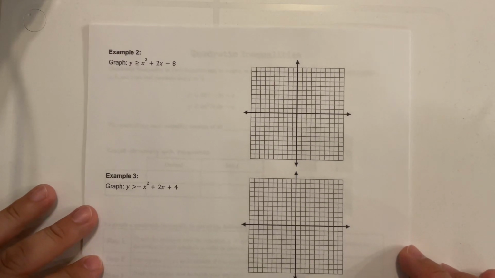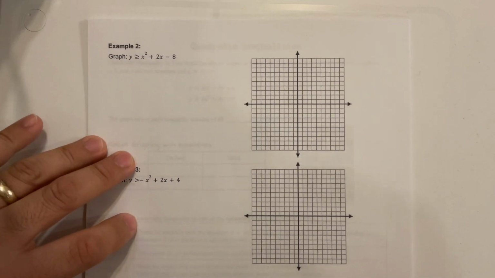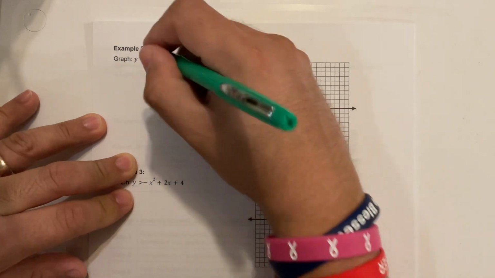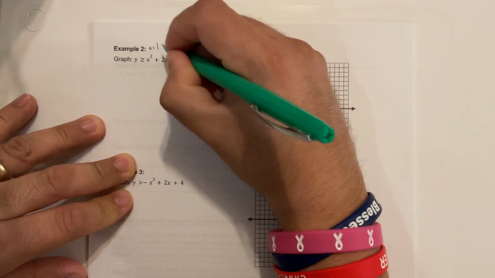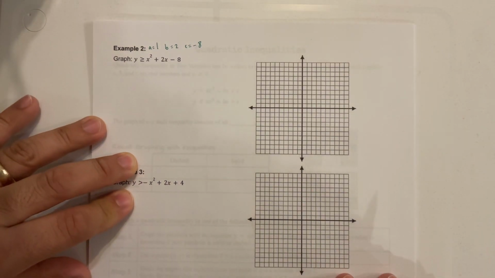All right, on to the next one. All right, for example 2, we're going to do the exact same thing. First, we're going to start with finding the axis of symmetry for this. So again, a is in front of x squared, which is 1. b is in front of x, which is 2. And c is -8, the constant.